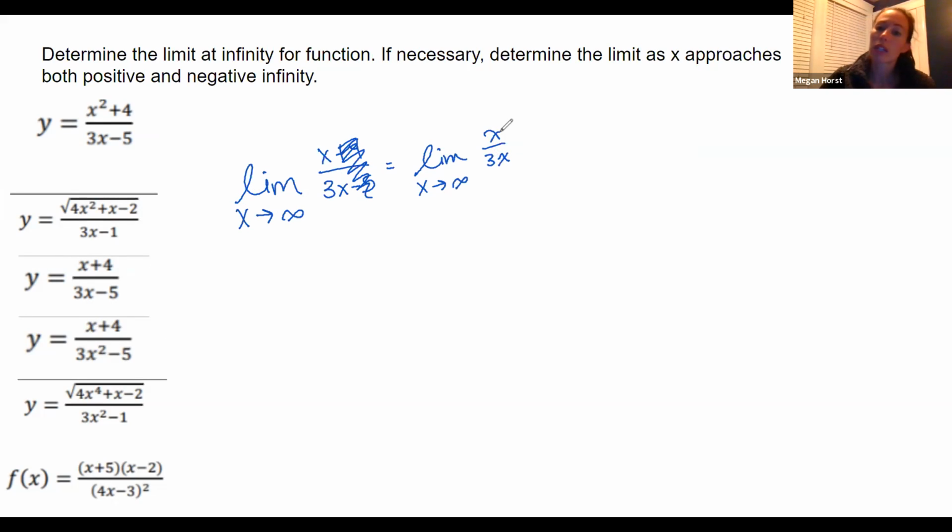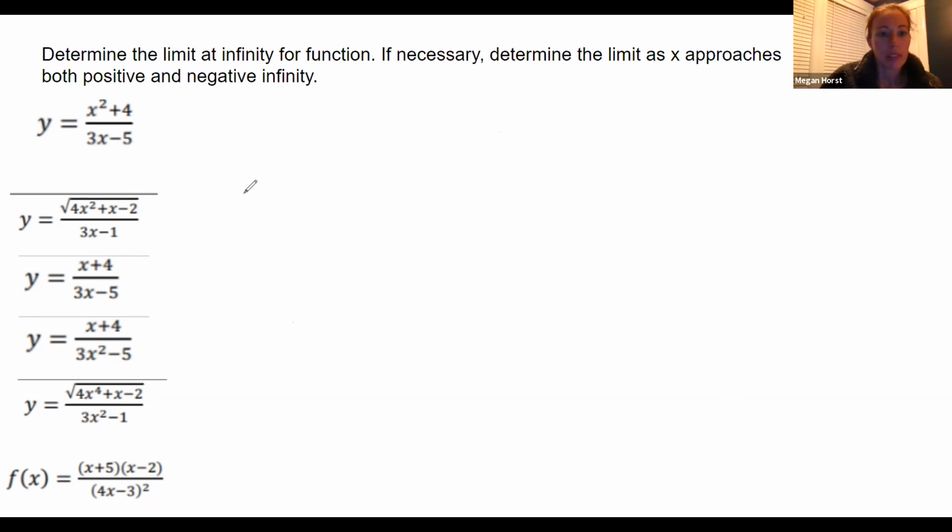Well, notice the degree in the numerator is equivalent to the degree in the denominator. So I can go ahead and cancel out, and this is just going to simplify to the limit as x approaches infinity of 1/3. Well, that's a constant, so it's just going to be 1/3. So I know my horizontal asymptote in this situation is y equal to 1/3. I don't need to analyze the limit as x approaches negative infinity because I know that I'll still get 1/3 out.